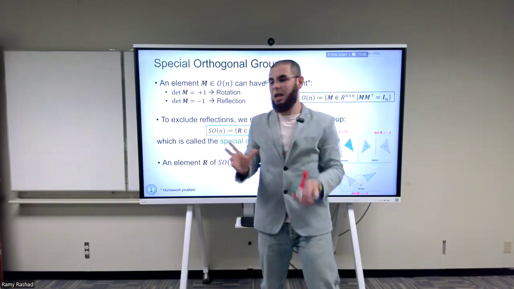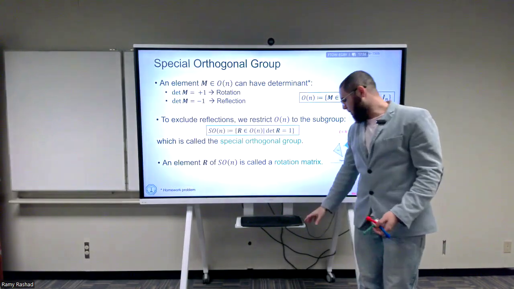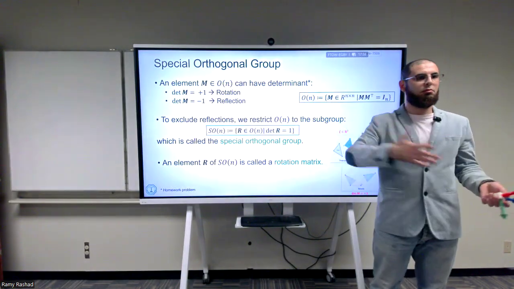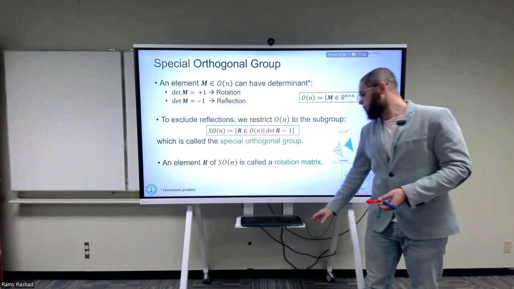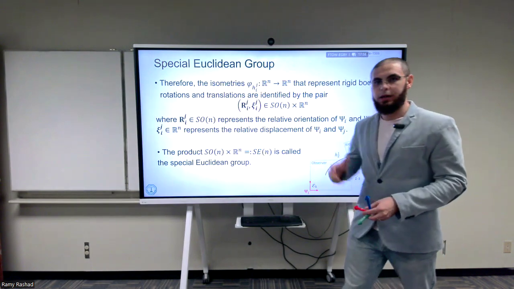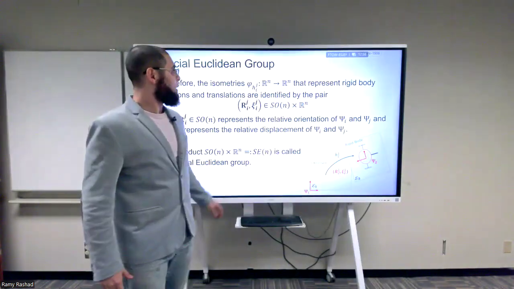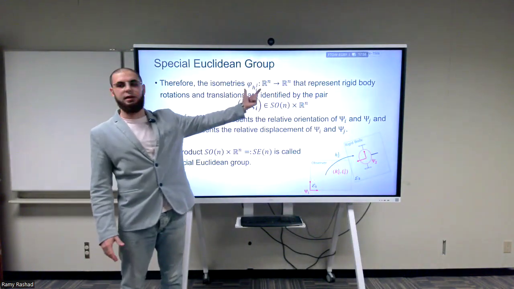So now we have the mathematics for rotations. What about the mathematics for translations? Simply just add this Rn. Okay? So in the end, now we have the isometries.